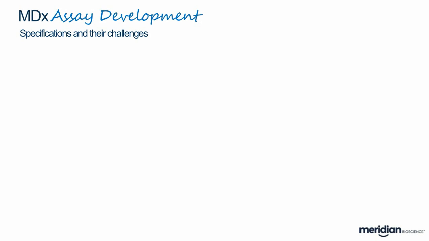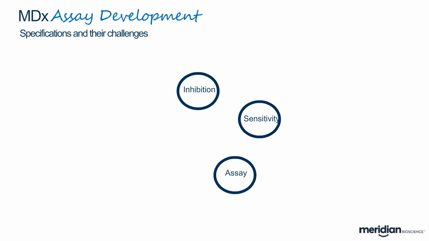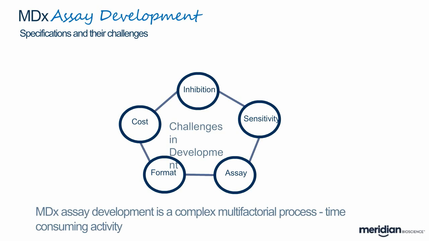Through this process, you need to take account of the challenges that you will face with cellular and environmental inhibitors, the sensitivity of the assay, assay design, what the format of the assay is, and, of course, the cost. And this is where I hand over to my colleague to go through these challenges and to talk about this.